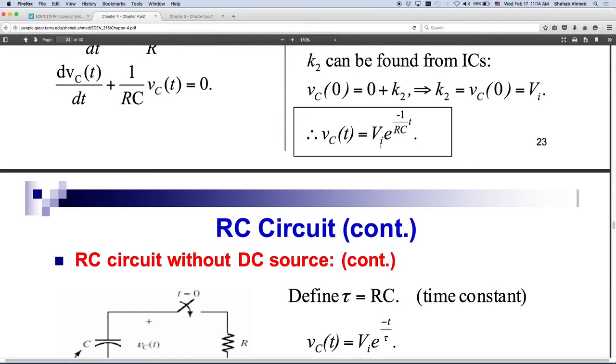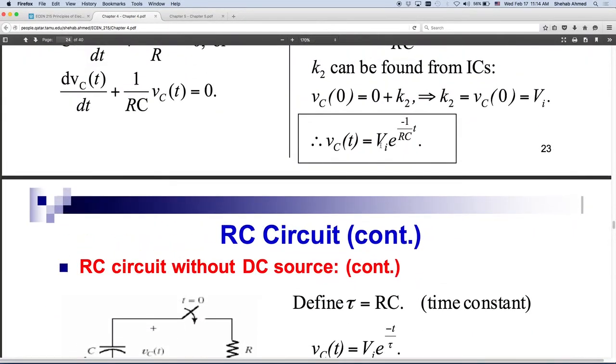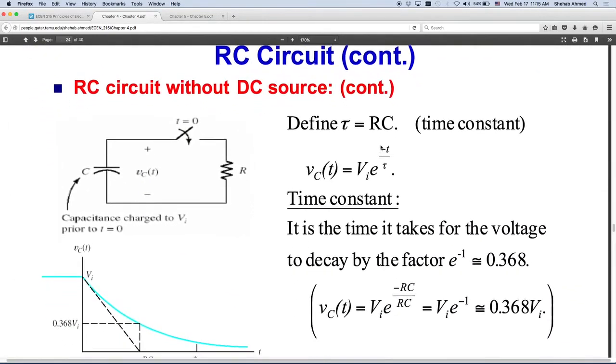Where does it decay down to 0? You can solve for that. What's more interesting is to solve after one time constant, for example, or after 2 time constants. What is the value of the voltage of the capacitor? Maybe that's what you will be asked. So how do you do that?